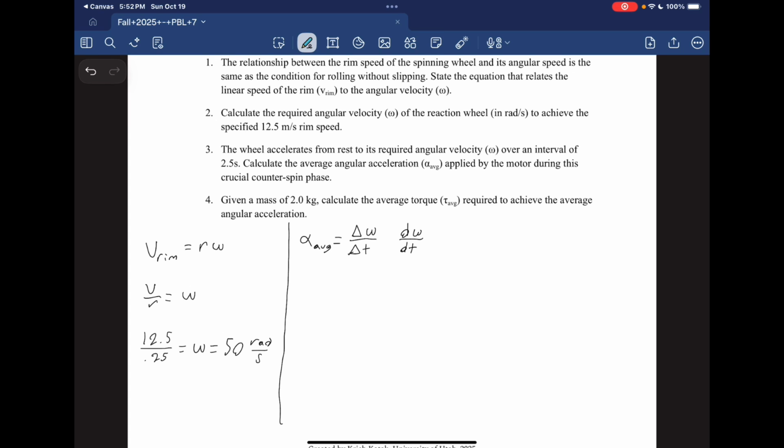So our delta omega, or our change in angular velocity, is going to be our 50 radians per second. And this is just from rest to the necessary speed. How much speed do we gain? Which is 50. So we'll say alpha is equal to 50, and then our change in time is 2.5 seconds, given here. If you plug this into the calculator, you get that our average angular acceleration is equal to exactly 20 radians per second squared.